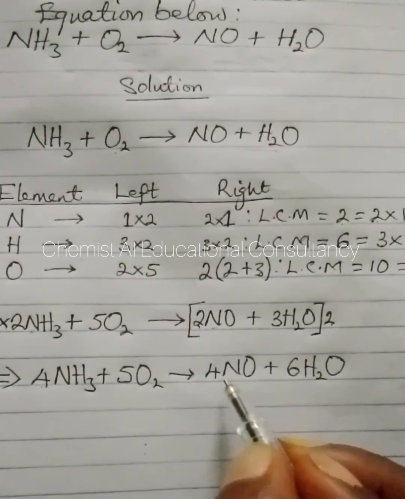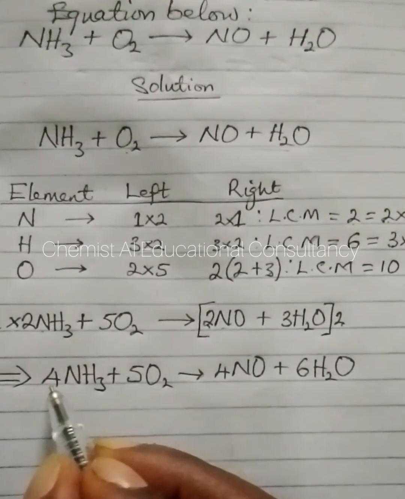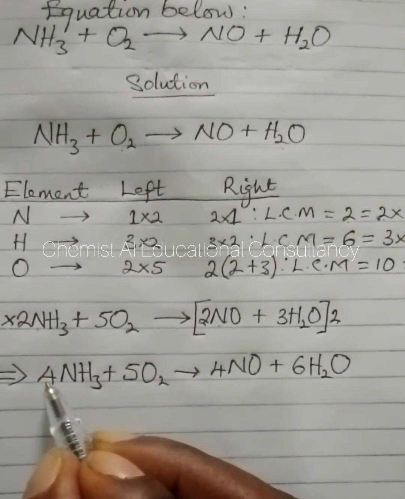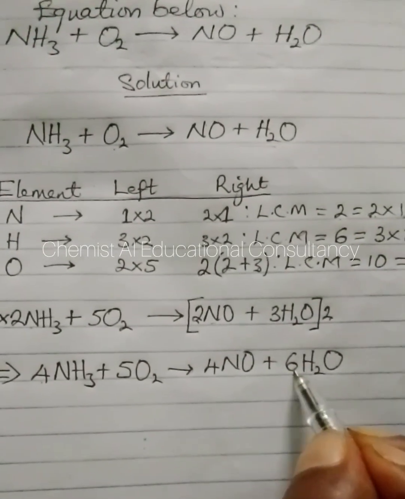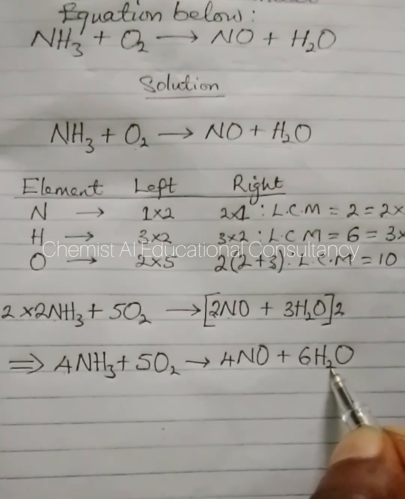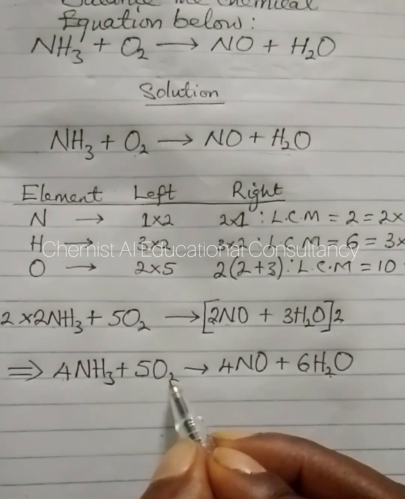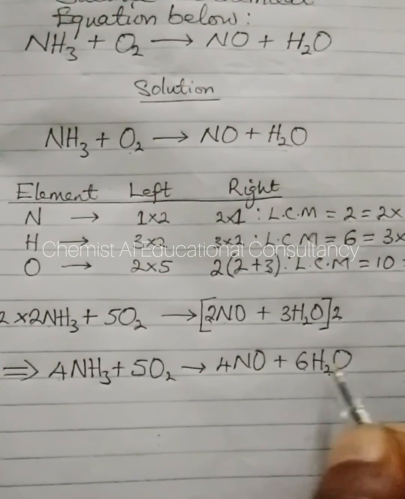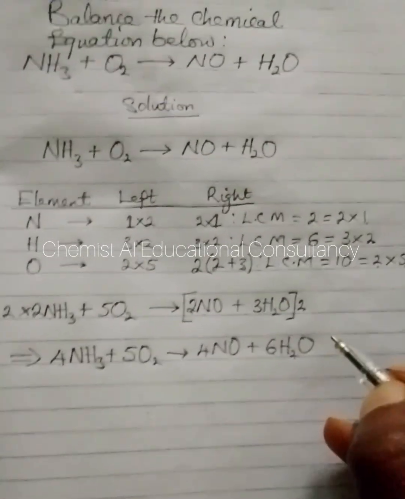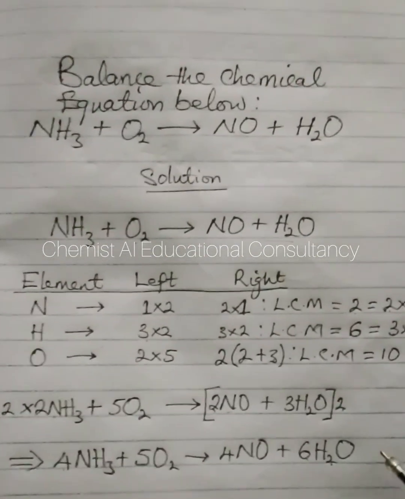4 nitrogen at the left, 4 at the right. 3 times 4, 12 hydrogen at the left, 6 times 2, 12 at the right. 5 times 2, 10 oxygen at the left, 4 times 1, 4, plus 6 times 1, 6, 4 plus 6, 10 oxygen at the right.